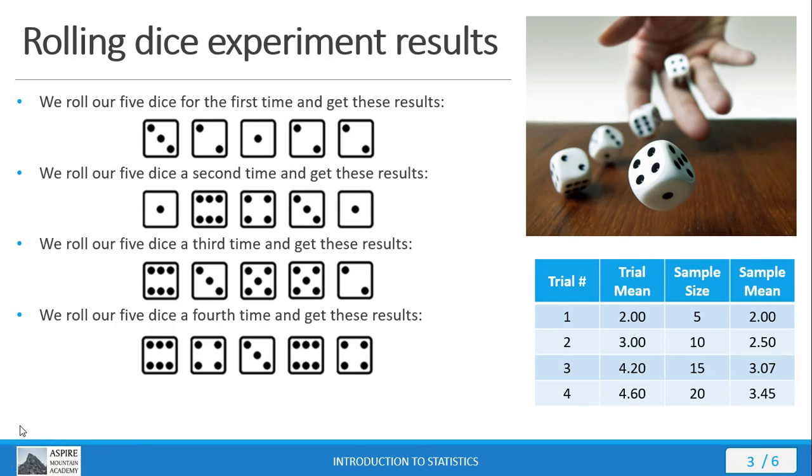But this is only what we get when we're rolling four times. So we've got a sample size of 20. And we got 3.45, which is, you know, fairly close to 3.5. But how close is close enough? Can we get something that's even closer to 3.5? And how many dice rolls do we need before we get there?